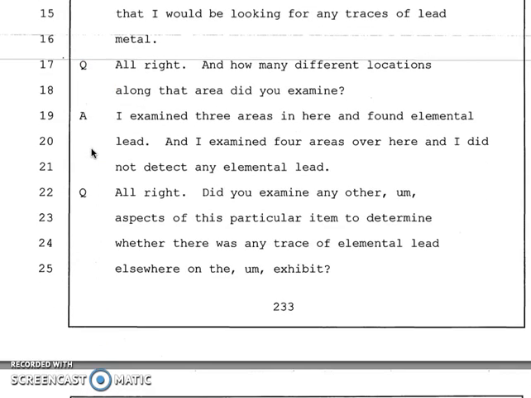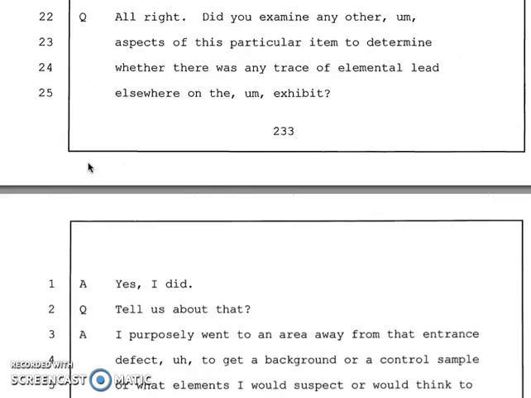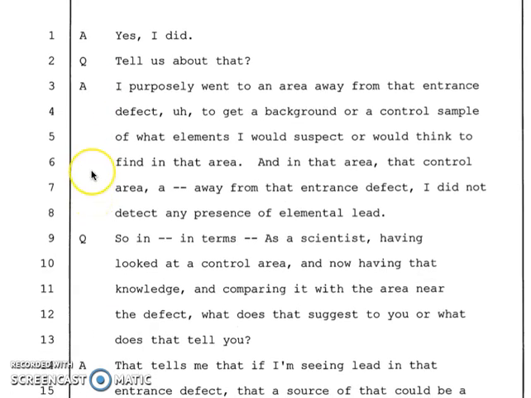All right, and how many different locations along that area did you examine? I examined 3 areas in here and found elemental lead, and I examined 4 areas over here and I did not detect any elemental lead. All right, did you examine any other aspects of this particular item to determine whether there was any trace of elemental lead elsewhere on the exhibit? Yes, I did. Tell us about that. I purposely went to an area away from that entrance defect to get a background or a control sample of what elements I would suspect or would think to find in that area.